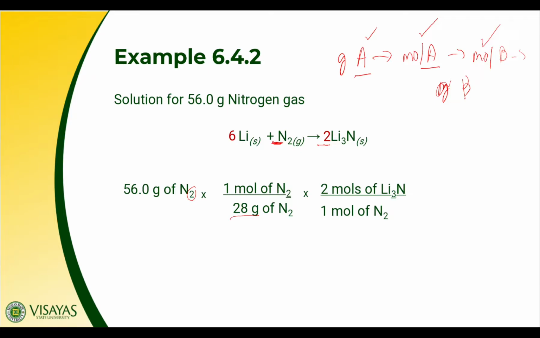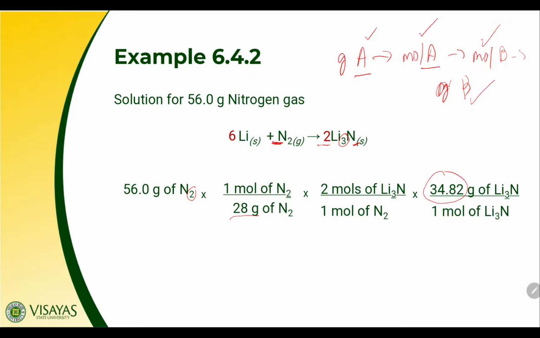Lastly, we convert mole lithium nitride into gram lithium nitride, no? By using the molar mass of lithium nitride. So we put the mole lithium nitride in the denominator and the mass of lithium nitride in the numerator. So how do we compute the molar mass? We already know how to do this. We look at the molar mass of lithium in the periodic table, multiply that by 3 since we have 3 lithium atoms. Then we add that with the molar mass of nitrogen in the periodic table of elements. Okay, then you'll get 34.82 grams.